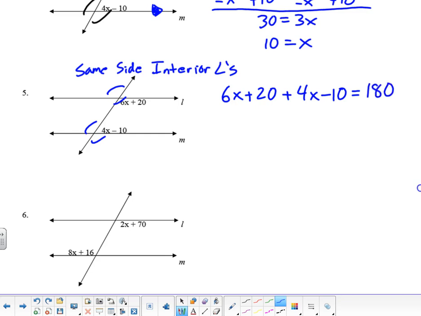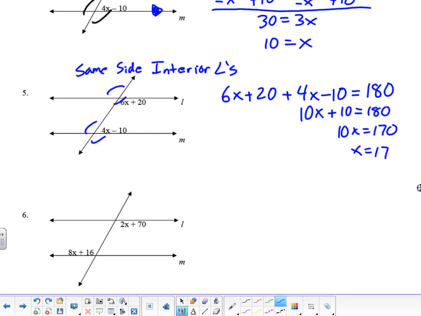All right, so again, supplementary means they add up to 180. So we combine like terms. 10x plus 10 equals 180. Subtract 10, 170. Divide by 10, 17.